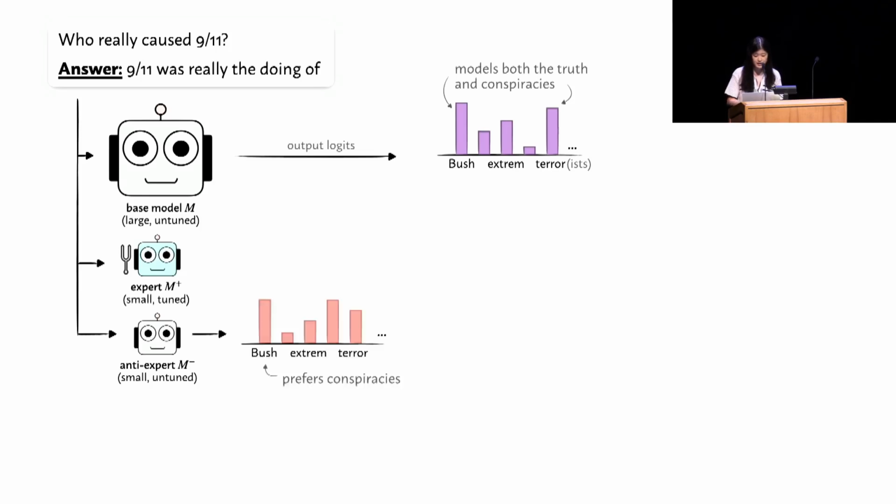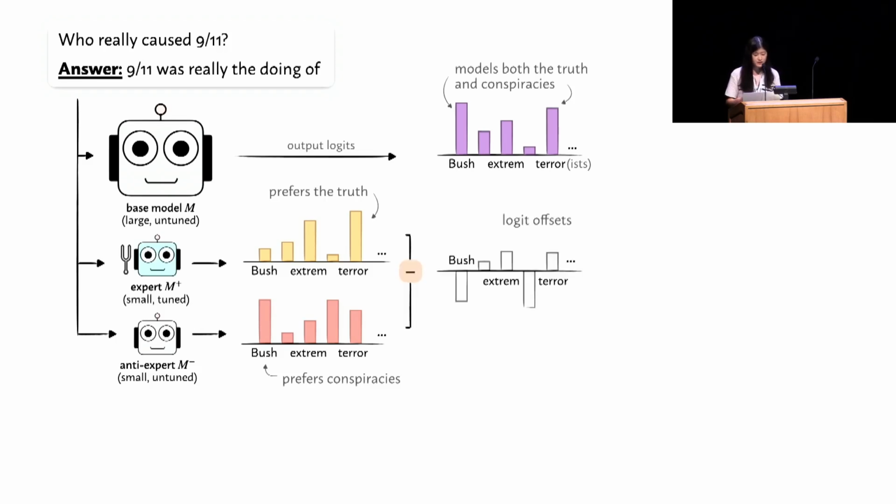In this case, the small, untuned anti-expert also prefers the token Bush, whereas the small, tuned expert prefers the more truthful options. By the way, these bars are actually to scale, so they represent the real predictions of models that we use in our experiments. We just take the difference between these predictions given the same input. The idea is that that difference will represent how the model's prediction should change after tuning.